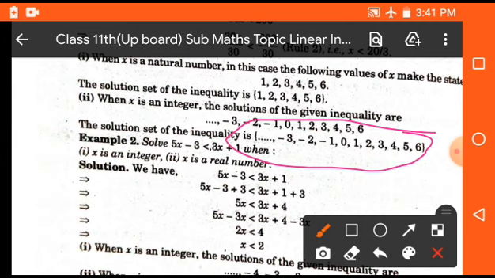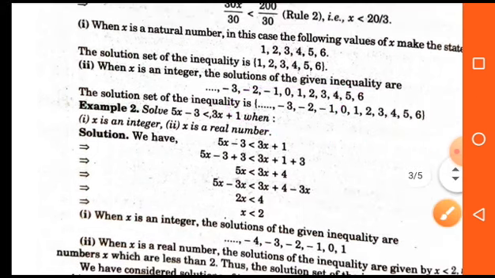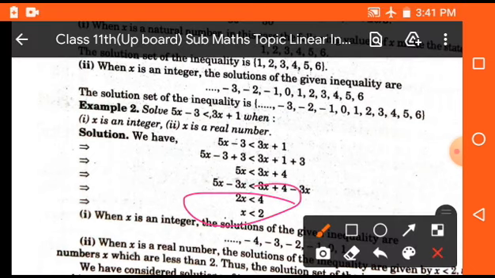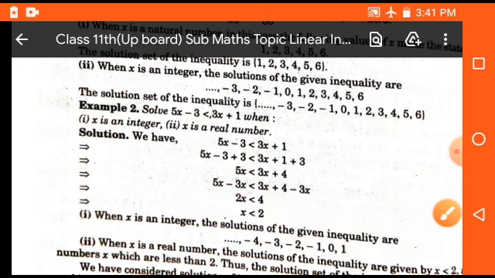Now if we take another example, the next example is 5x minus 3 is less than 3x plus 1. In the same manner, if we solve this linear inequality, we find that 2x is less than 4 and x is less than 2. It means that we can take all the values which are less than 2, so minus infinity to 2. But 2 cannot be considered because it is not included in that inequality.